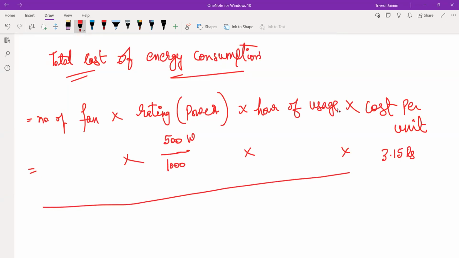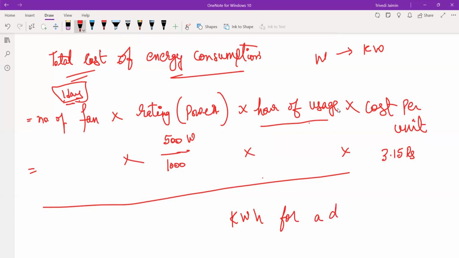Come on, tell me this answer. Sir, why 500 by 1000? I didn't understand. Because we are converting watt to kilowatt, because unit is kilowatt hour. So this will give you total hours. This is for 1 day. This is cost for 1 day. Okay, this will give you kilowatt hour for a day.